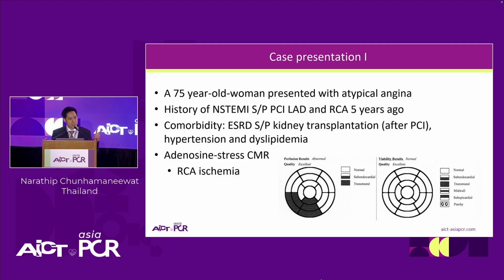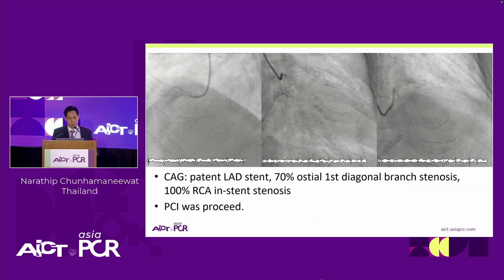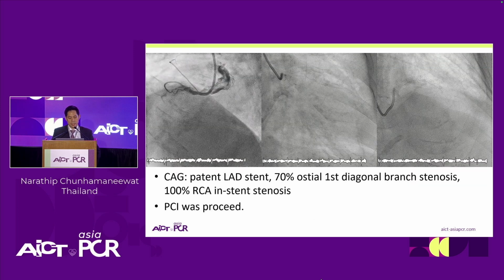I have 2 cases to demonstrate this concept. The first one, 75, history of non-STEMI. I did PCI to LAD and RCA 5 years ago. She had end-stage renal disease and she underwent kidney transplant later on. But after that, she came with atypical chest pain, and the MRI was positive for the RCA area. And this is the picture.